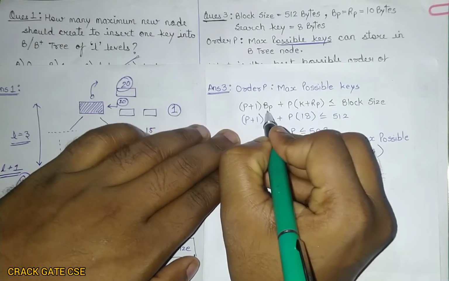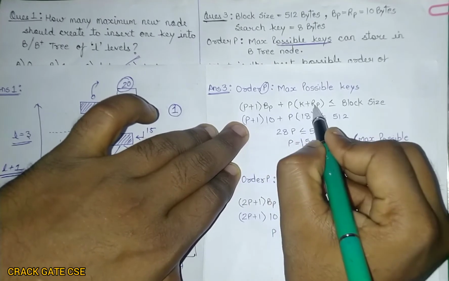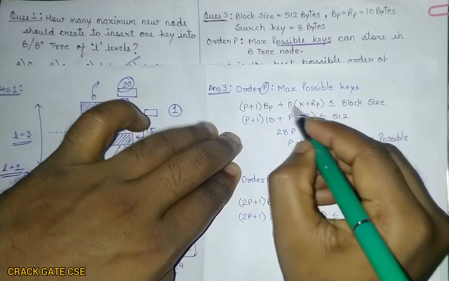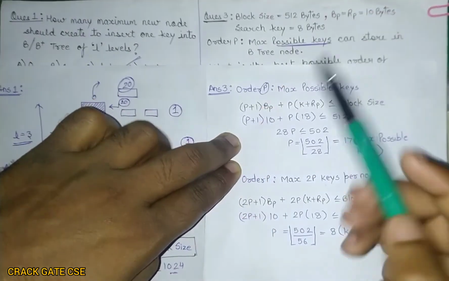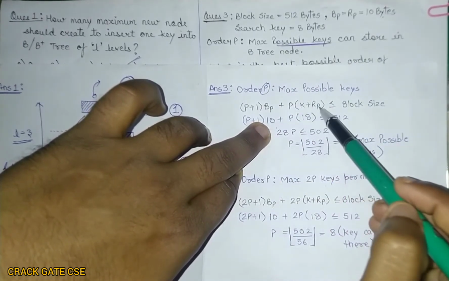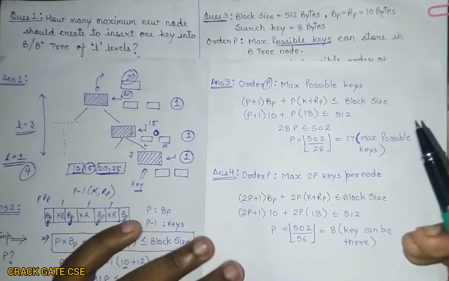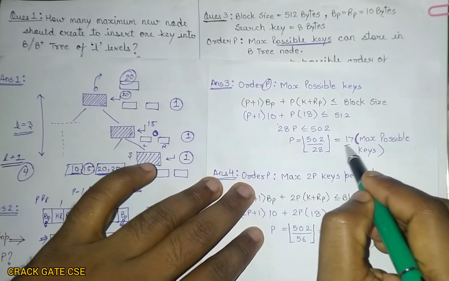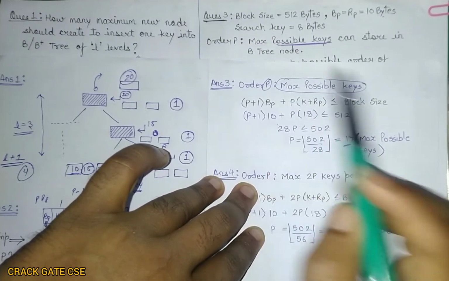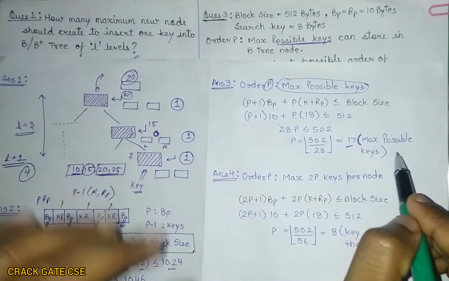How many block pointers can there be? Keys plus 1, that is P plus 1. How many key record pointers are given? P, because the order is given as P. This is the block size. Now if you put in all the given values, BP is 10 bytes, key and record pointer are 10 and 8 respectively, and block size is 512. If you find the value of P, it will be 17. This 17 is the order, which says the maximum possible keys, so 17 is the maximum possible keys that can exist.